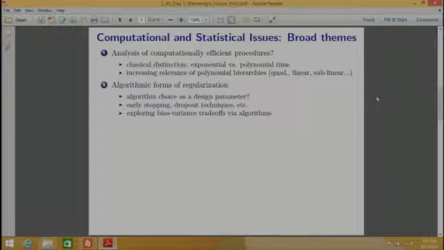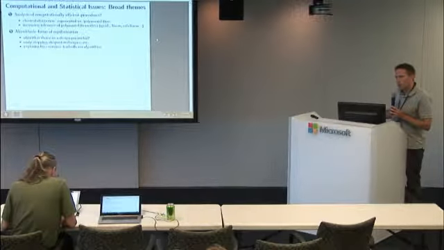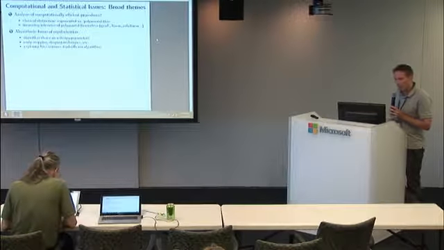And another thread that we'll see is people are often using algorithms as a form of regularization. So here, there's the idea that the algorithm choice itself is a design parameter. So things like early stopping, you run an iterative algorithm and you decide when to stop, that's a form of regularization. Dropout techniques in neural networks, that's again a form of regularization. Also things like bias variance trade-offs, these can also be explored by exploring the space of algorithms. So that's again a nice sort of interplay between algorithmic and statistical issues.